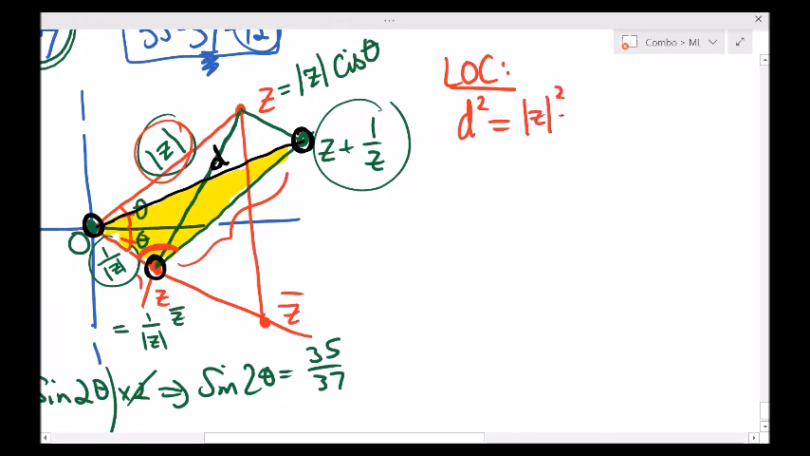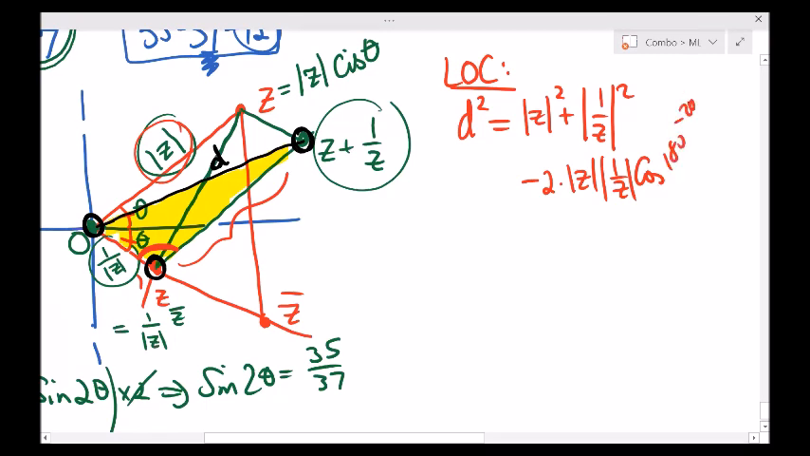So z squared plus 1 over z squared minus 2 times z times 1 over z times cosine of, well, the plus or minus, we will adjust it in just a minute, 180 minus 2 theta, right? So d squared is equal to this z squared plus 1 over z squared business. Actually, I can write it like this. You can practice it, but you can write it like this if you want.